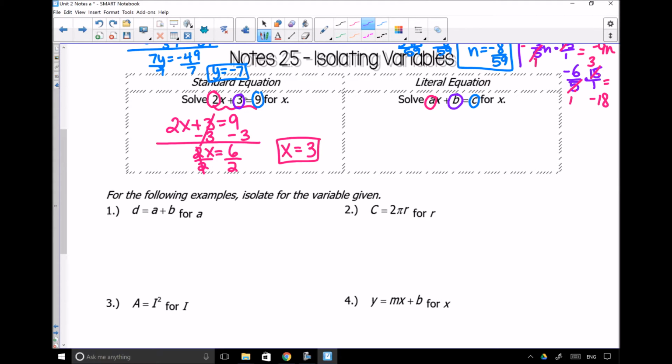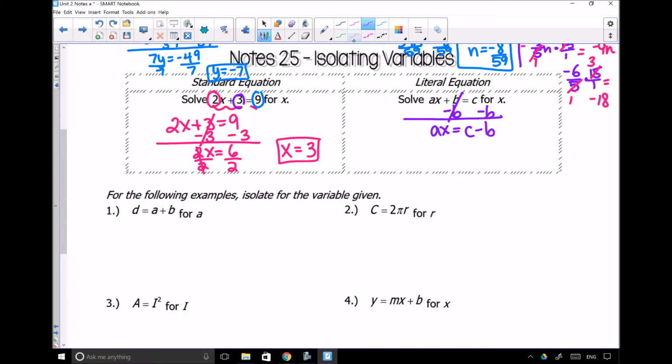Well, do you see how here we got rid of the 3? We subtracted this 3 right here. Well, instead I'm going to subtract the b. I'm going to get the b by itself. So I'm going to subtract b here, and I'm going to write minus b right here. Well, b minus b cancels out. Now here, 9 minus 3 gave me 6 because these two are like terms. I'm allowed to put them together. But c minus b are not like terms, so I'm going to say c minus b. So I end up getting ax equals c minus b.